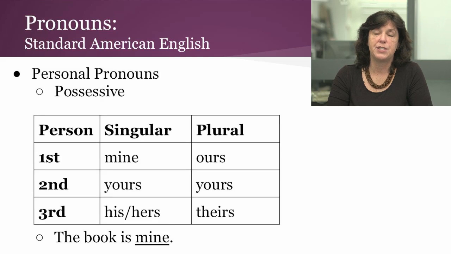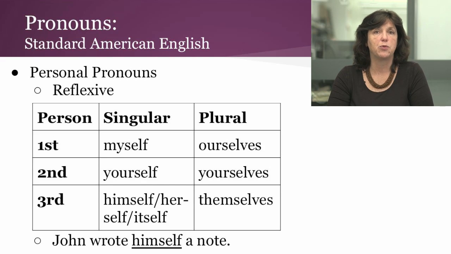Possessive pronouns are used to signify ownership or possession, like in "the book is mine." They include mine, yours, his, hers, ours, yours, and theirs. There are also reflexive pronouns, which are used when a person or entity performs an action on himself, herself, or itself, such as "John wrote himself a note."